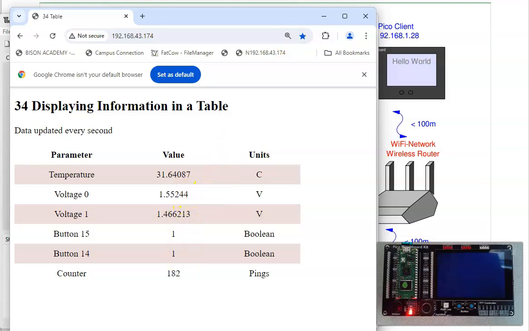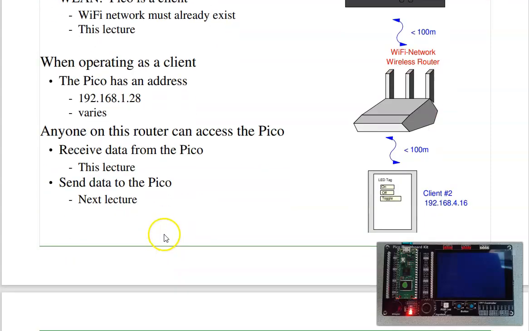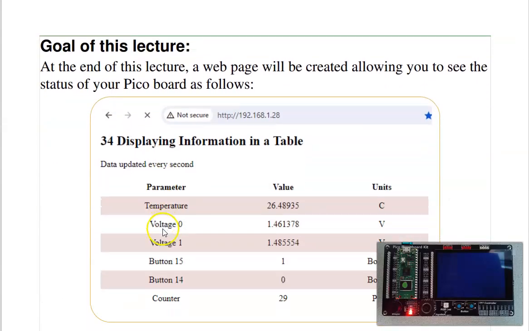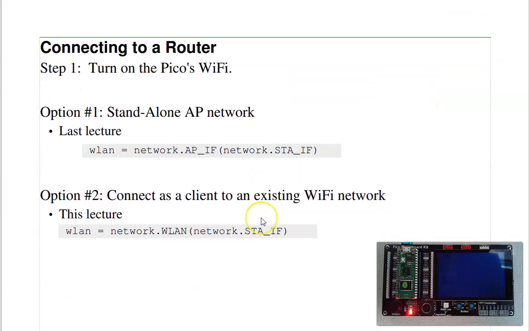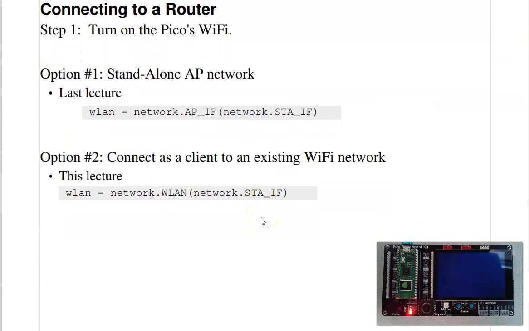How do we do that? Really, that's the goal of this lecture. How do I set up this web page? To do that, there's a couple things I need to do. First, I need to have a wireless network I can connect to. That's my cell phone. Actually, that's step 0. The step after that, step 1, is turn on the Pico's Wi-Fi.